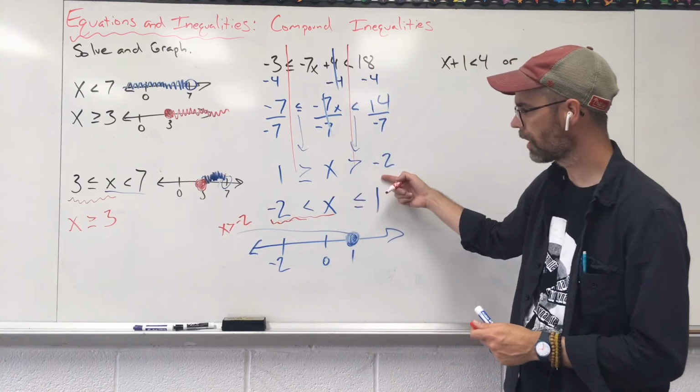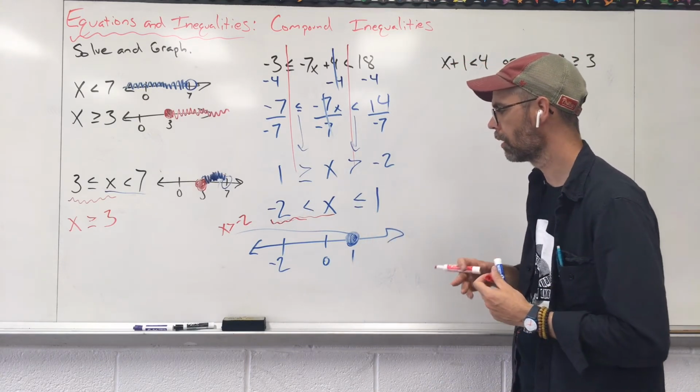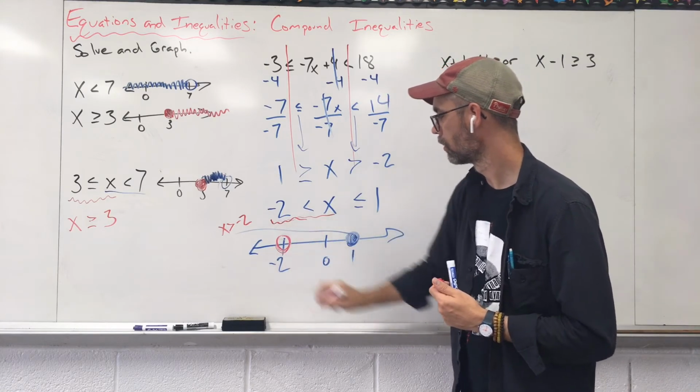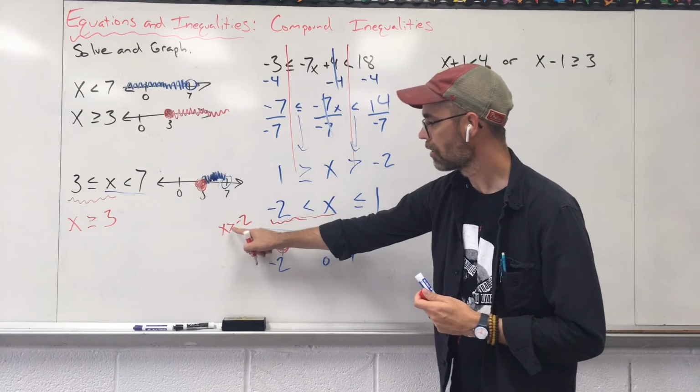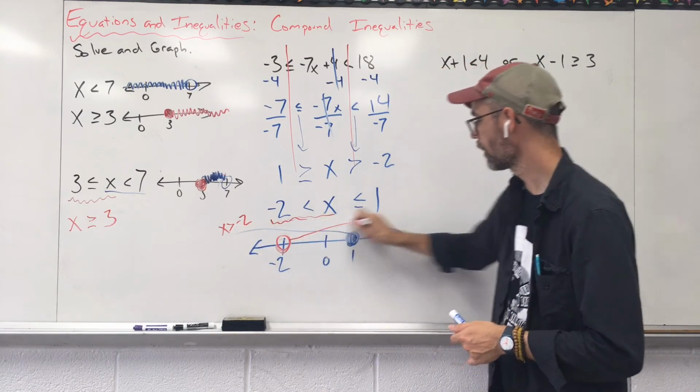Cool. Isn't that what we just have right here? Yes. Now it visually makes it a little more sense. Open circle. X is greater than -2. X is bigger. Where do we have bigger numbers? Everything to the right.